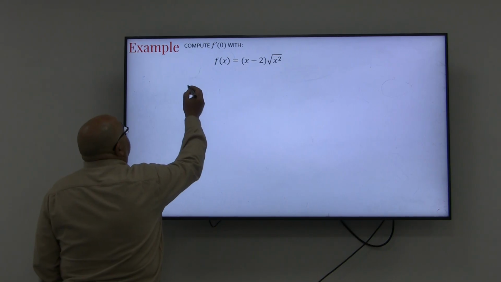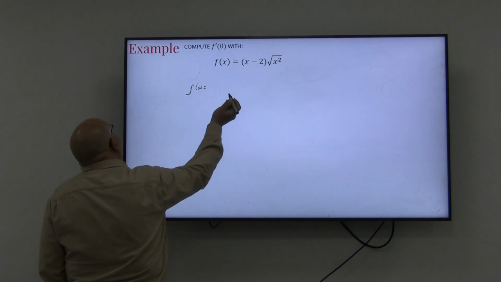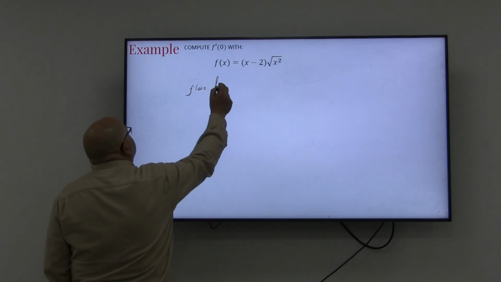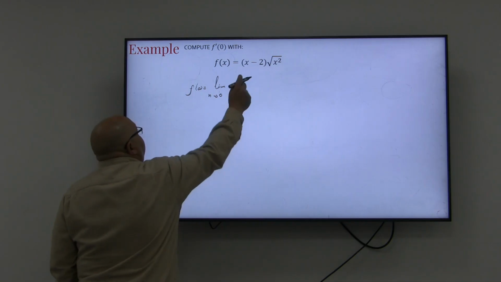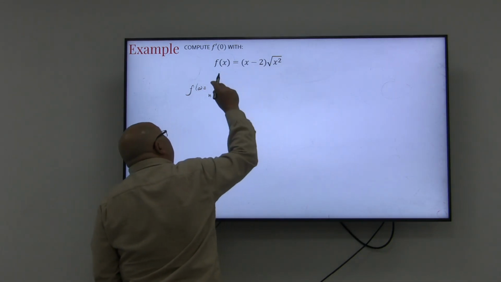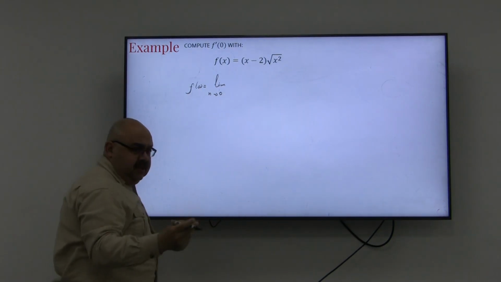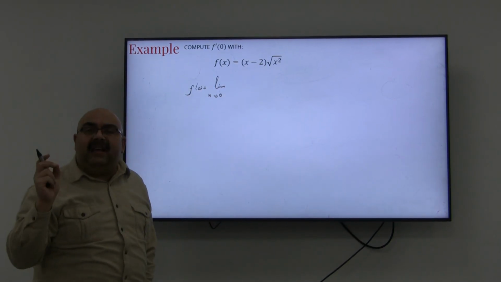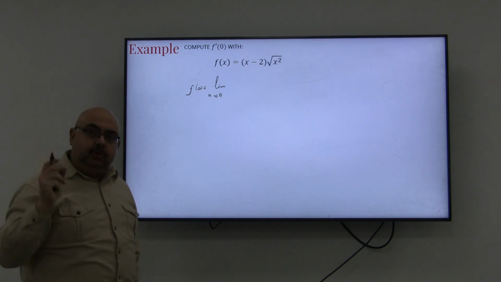Okay, it's going to be f dash at 0, which is going to be the limit as h tends to 0. For whom? For this function at h plus a. In my case, it's going to be h plus 0. So instead of x, replace every x by h plus 0. Let's do it together.